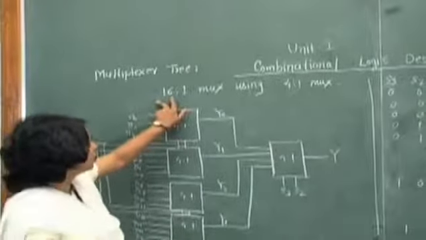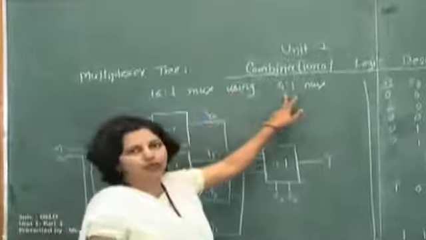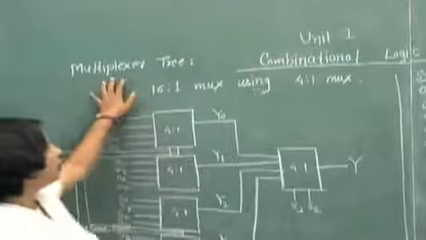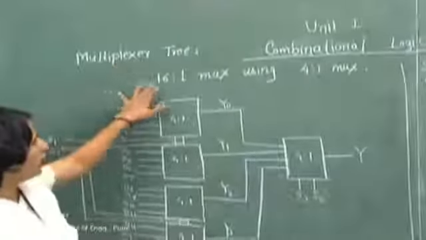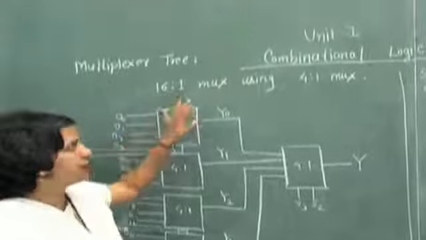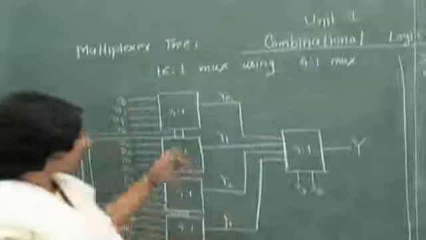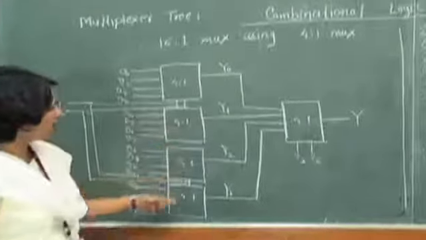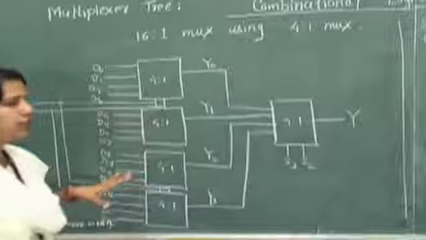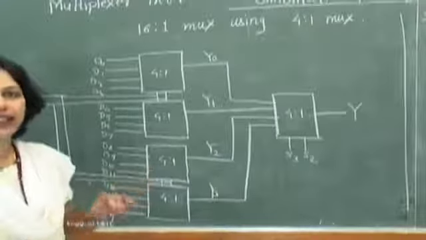Example is a 16:1 mux using 4:1 mux. So this is again an example of the multiplexer tree. Here, for doing this, we require a total of 5 4:1 muxes. So you can see here 1, 2, 3, 4 and the fifth. All multiplexers are used as a data selector.